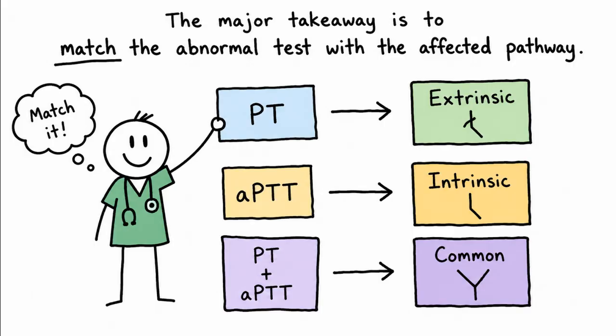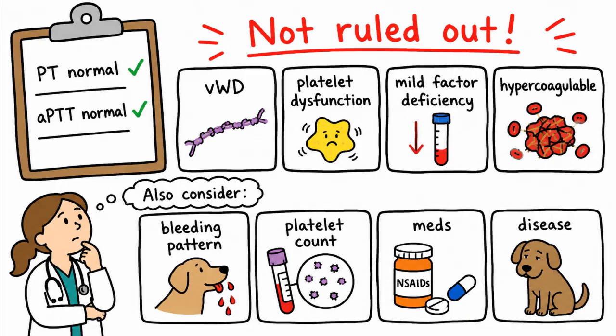The major takeaway is to match the abnormal test with the affected pathway. PT points toward factor 7 and the extrinsic pathway, aPTT points toward factors 12, 11, 9, and 8 in the intrinsic pathway, and prolongation of both suggests a common pathway or multiple factor disorder. However, normal PT and aPTT do not rule out von Willebrand disease, platelet dysfunction, mild factor deficiencies, or hypercoagulability, so coagulation results must always be interpreted alongside the animal's bleeding pattern, platelet count, medication history, and underlying disease.